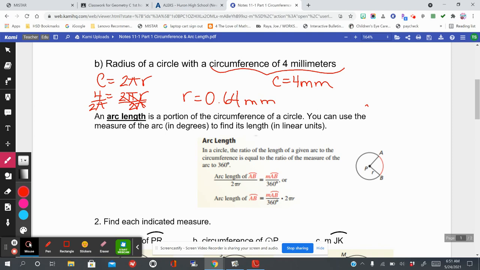So there are two different ways that you can calculate arc length. You can either use a proportion, so you can say the length of the arc divided by the whole circumference, 2 pi r, equals the measure of the arc divided by the whole measure of the circle, 360, and cross multiply. Or you can do the arc length of AB. All right, so once again, arc length is a portion of the circumference. So it's like a fraction.